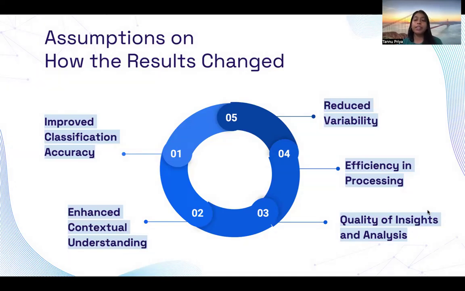Next is reduced variability. So high variability in initial classification results was due to ambiguous keywords. Refining these keywords reduced variability, making the model's performance more uniform and reliable. Next is efficiency in processing. So the initial process was slower due to broader keywords. By introducing specific keywords and improved prompting techniques, we made the classification process faster and more efficient. And the last is quality of insight and analysis, which improved with the classification accuracy, leading to more precise insights. So next slide, please.